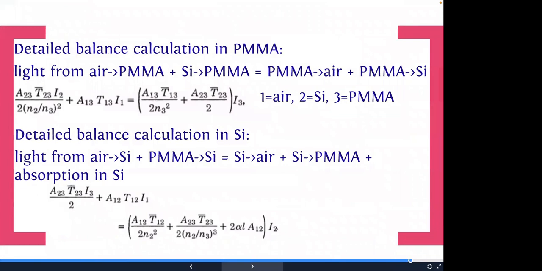Now, we can do the detailed balance calculation. Again, yet another example of detailed balance, which is energy conservation. It's good to understand this because we have done it. This is the third time we'll do it. So what are we doing? What are the things that will happen?